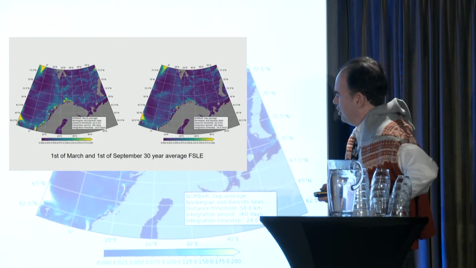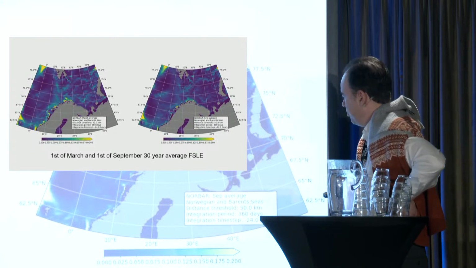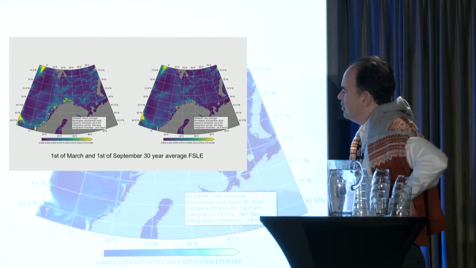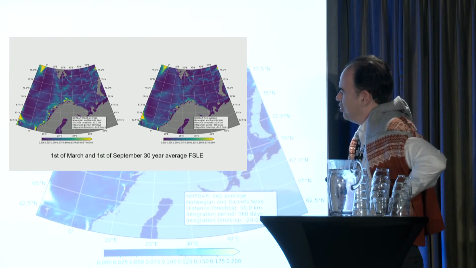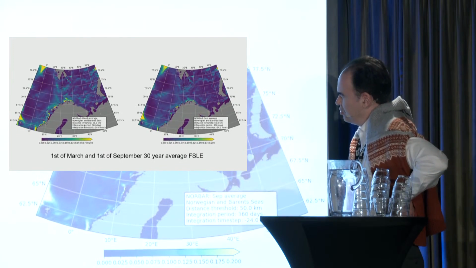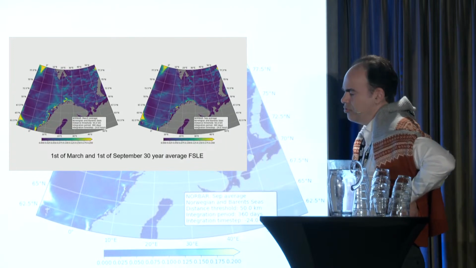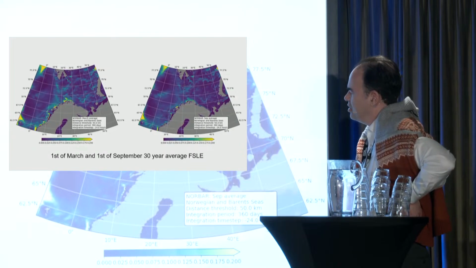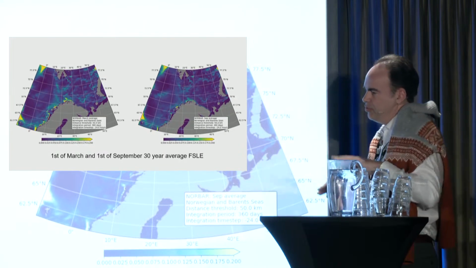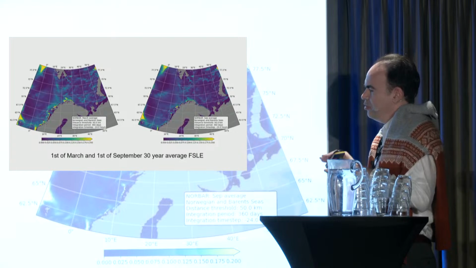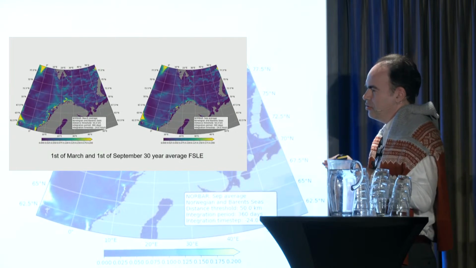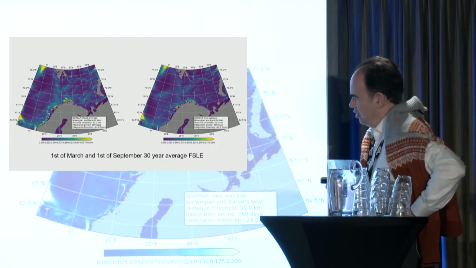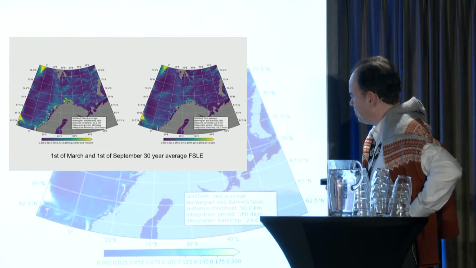If we compare March and September, the 30-year average FSLE, we can also see that dispersion is much stronger on the Norwegian coast for March, which also coincides with the spawning season. This is an interesting result because we can see that there is a match between the period where dispersion is stronger and the period of the spawning season for those fish species.